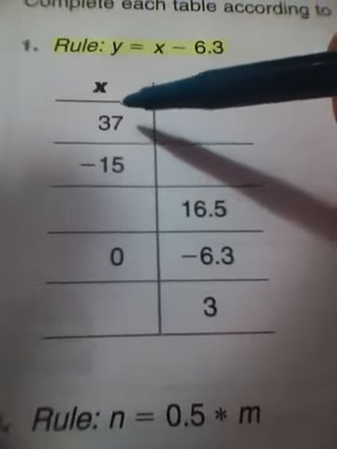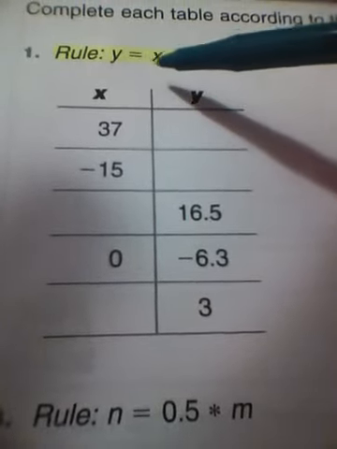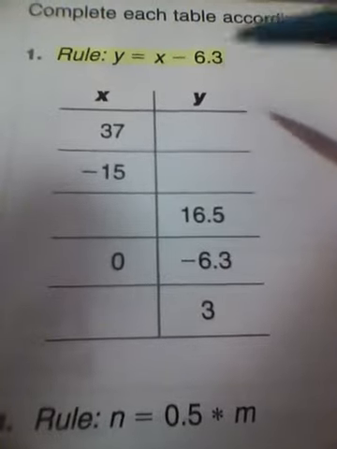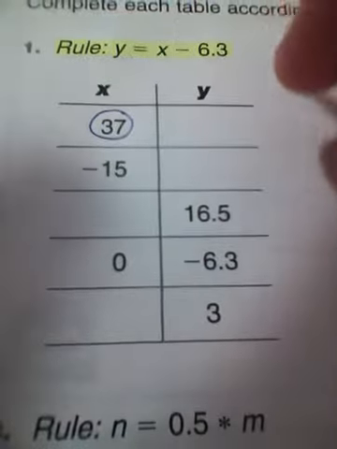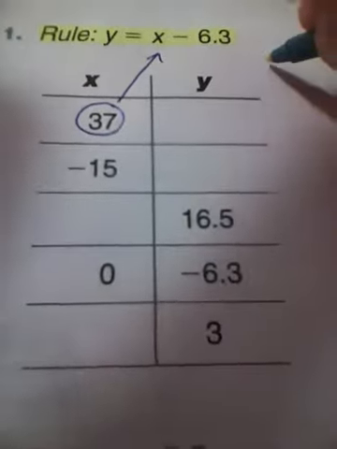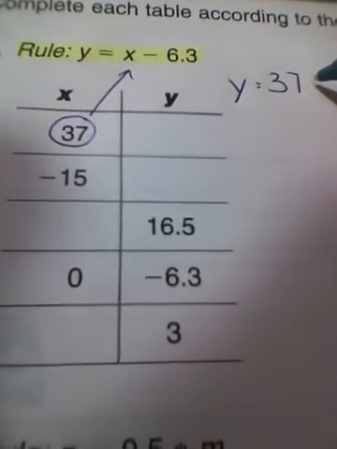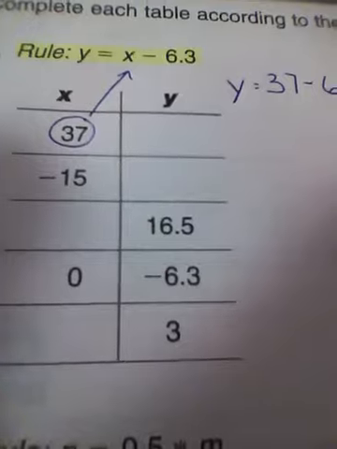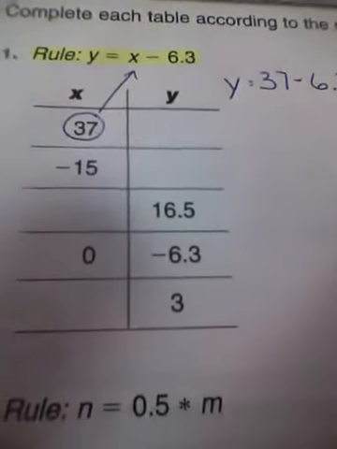So if I take a look at number 1, it says rule x minus 6 3/10. Well, this is great. I have the value for x, so I just substitute it into the algebraic expression there, the rule. So now it says y is equal to 37 minus 6 3/10. Oh, I can solve that on a piece of paper somewhere. Let's go to the next one.